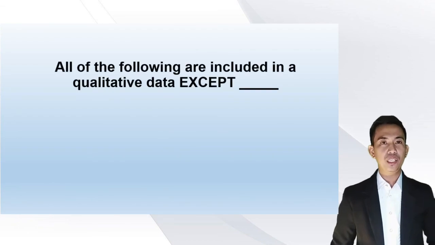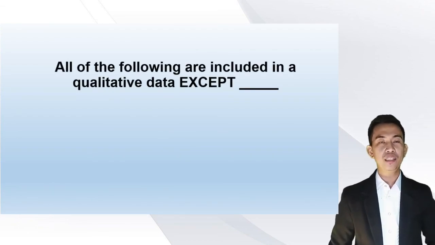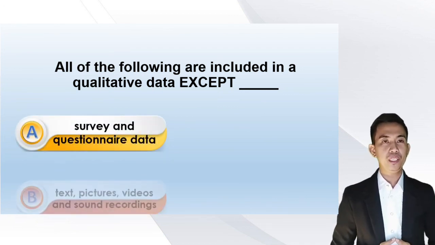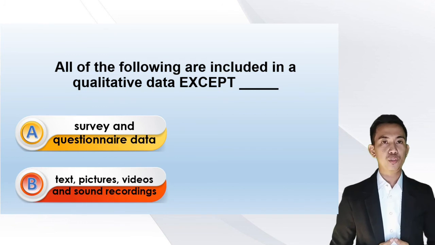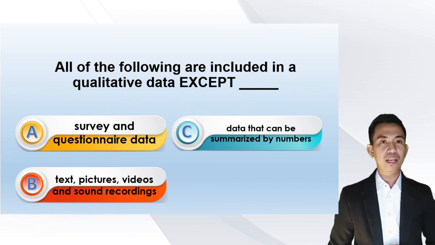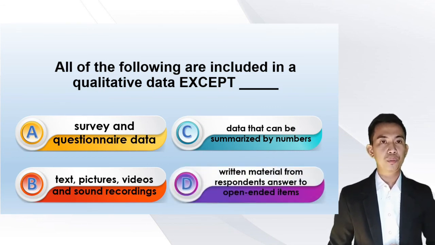All of the following are included in a qualitative data, except A. Survey and questionnaire data. B. Text, pictures, videos, and sound recordings. C. Data that can be summarized by numbers. Or D. Written materials from respondents' answer to open-ended items.